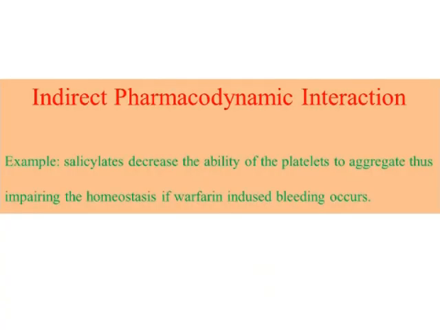Now there is something called indirect pharmacodynamic interactions. That was about direct, to directly hit, and those three effects, but indirectly also it can have an interaction. Now that is if and but. So if you give this drug along with this, what will happen, kind of a scenario. If salicylates decrease the ability of platelets to aggregate, salicylates, aspirin for example, a non-steroidal anti-inflammatory drug, it decreases the ability of platelets to aggregate, especially low dose aspirin.